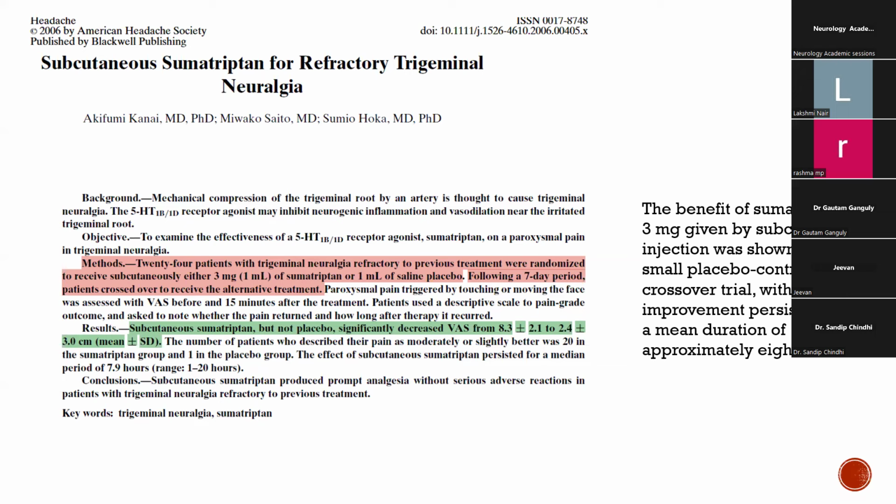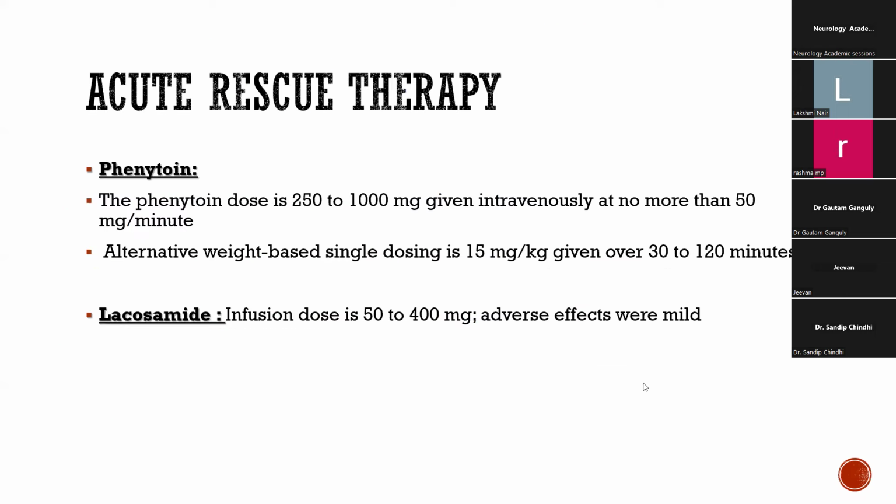So with improvement persisting for a mean duration of approximately 8 hours. Another drug that can be tried is phenytoin, with a dose of 250 to 1000 mg given intravenously at no more than 50 mg per minute. An alternative weight-based single dosing is 15 mg per kg given over 30 to 120 minutes.